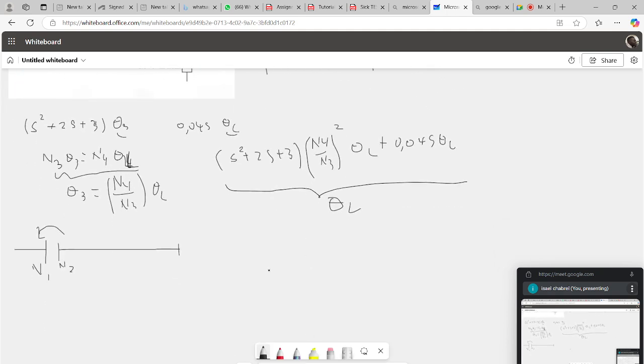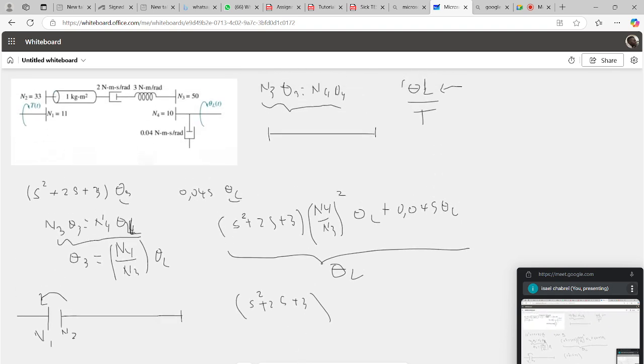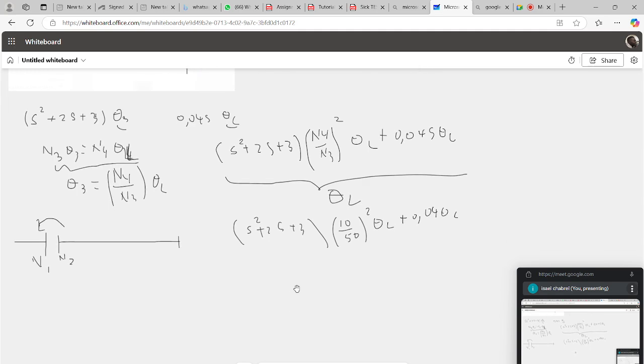Let's see how it's done. And the good thing is what, guys? You don't have to show this drawing. You can just solve straight. So it means here, you have s squared plus 2s plus 3. You pick up your value. What is n4? N4 is 10. What is n3? It is 50. Now they are being squared. Now you have theta L plus 0.04, it's 4, right? Theta L.